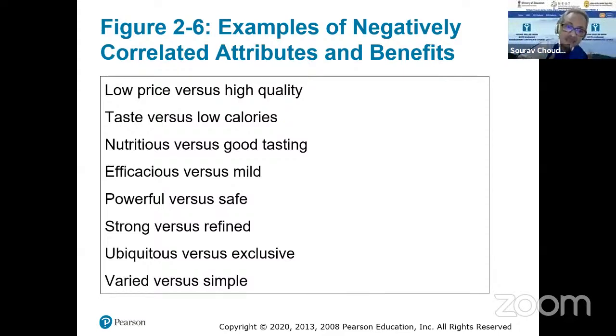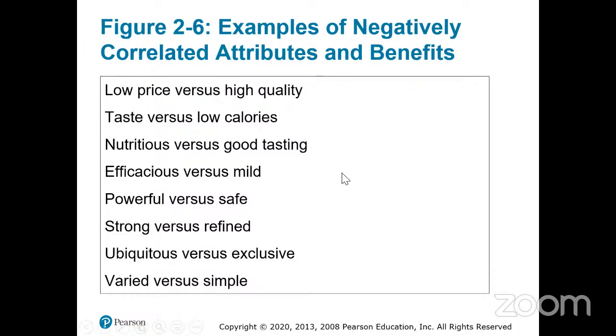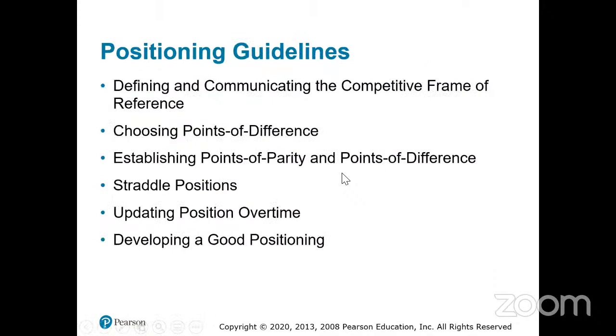Both are high in taste. One low in calorie, one high in calorie. Both are low in price. One high in quality, one low in quality. Both are nutritious. One good in taste, one not good in taste. Correct. Got it? Interesting, right?